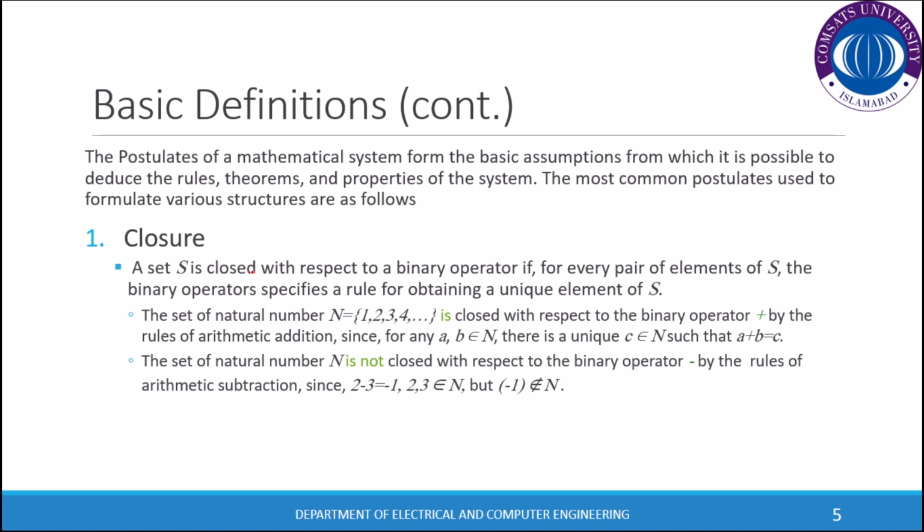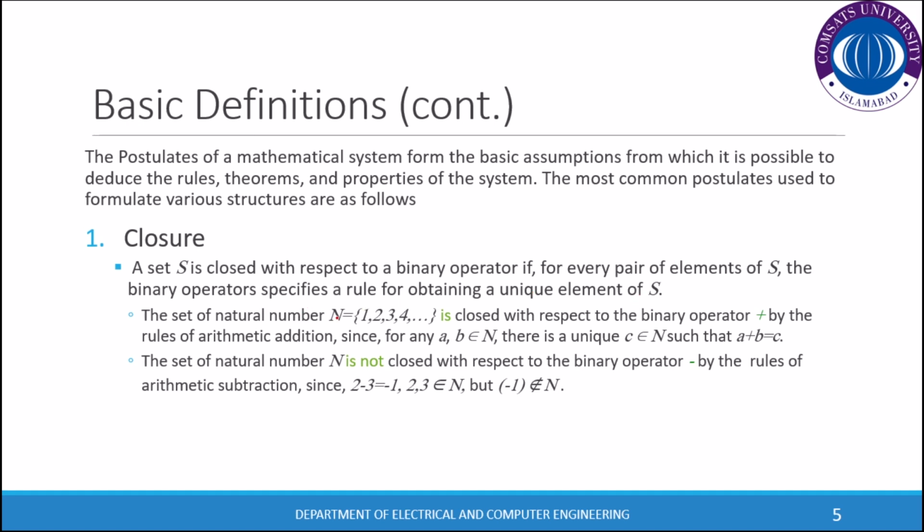The first is closure. A set S is closed with respect to a binary operator. It means that we can apply a binary operator on S if it is closed, meaning that for every pair of elements of S, the binary operator specifies a rule for obtaining a unique element of S. Same as I said before, if we apply an operator on any pair of elements of S, it should give us a unique element. The result should be again from S.